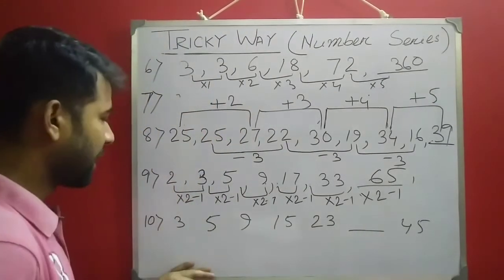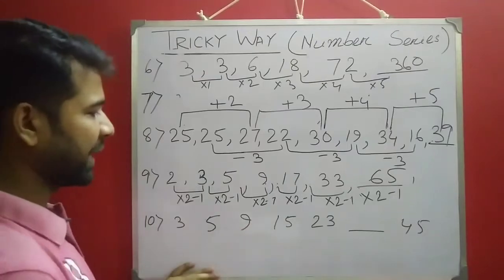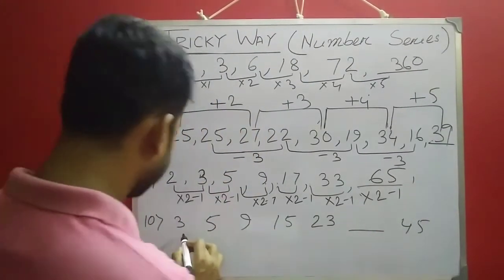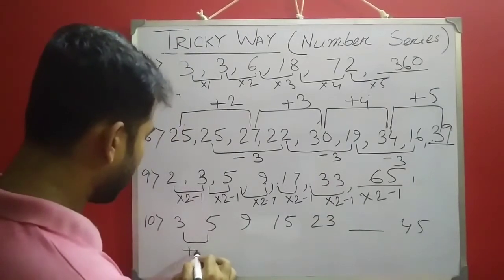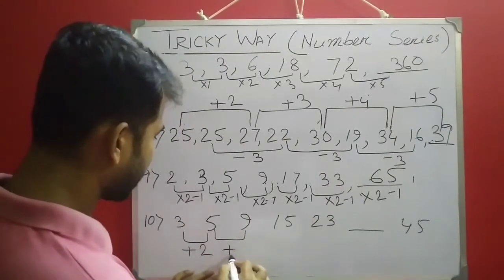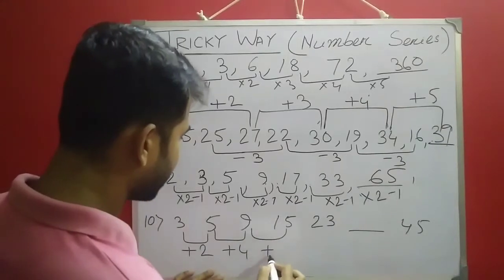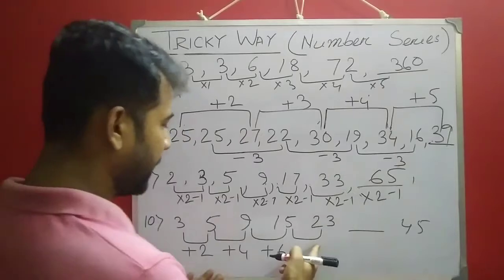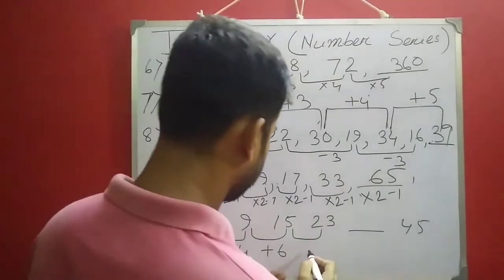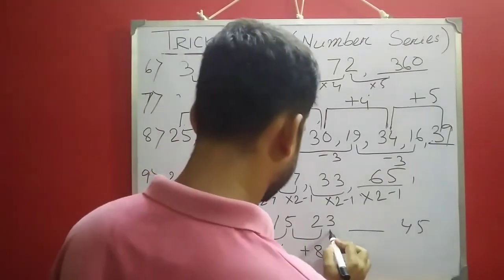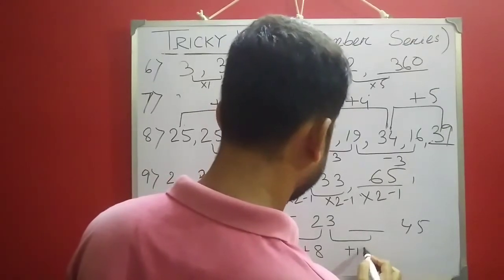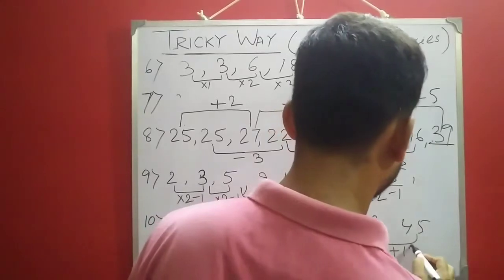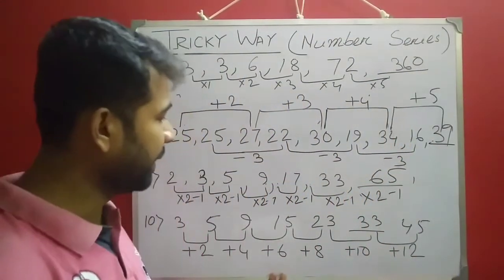And our next example, 3, 5, 9, 15. 3, 5, 9, 15 means it is an increment operation. That is 3 plus 2, 5, 5 plus 4, 9 plus 6, so it increments by 2 each time. So it will be 8. It will be 10. It will be 12. Clear?